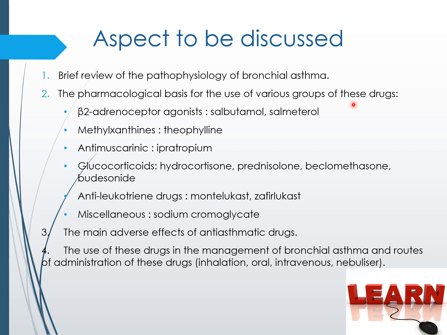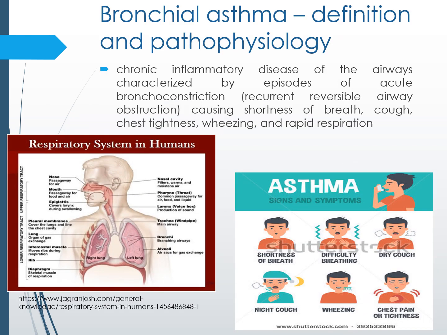Aspects to be discussed in the lecture: a brief review of the pathophysiology of asthma, and then the different classes of drugs used in asthma, including beta adrenoceptor agonists, methylxanthines, antimuscarinics, glucocorticoids, antileukotrienes, and mast cell stabilizers, as well as the adverse effects associated with these drugs and their routes of administration.